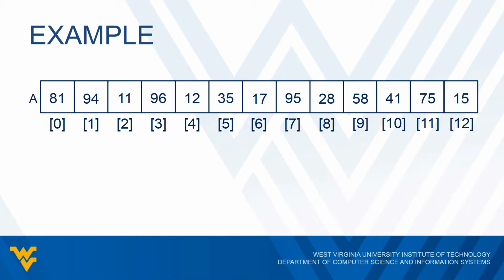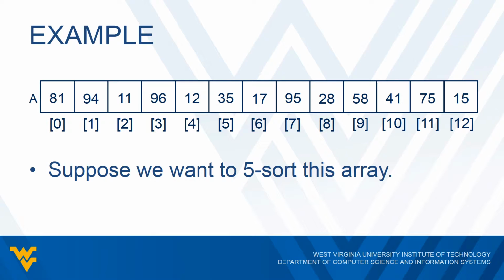Let's do an example just to show how we would use this algorithm. So let's say this is the array that we want to sort. Clearly it's not sorted, but we'll take care of that. So for our first sorting procedure, we want to 5 sort this array. What that means is we're going to take the elements that are 5 apart from each other, and we'll sort those elements.